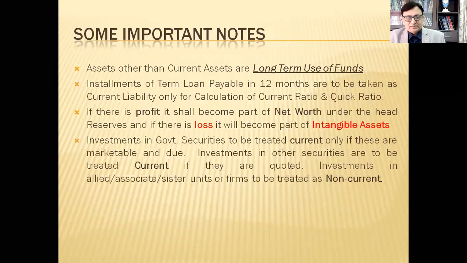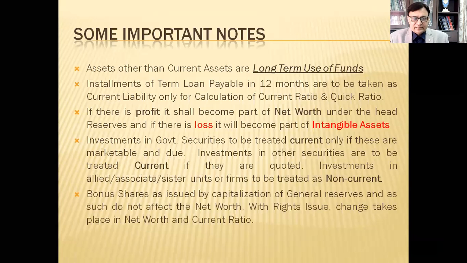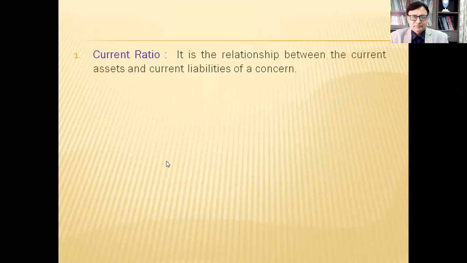Similarly, investment in government securities is to be treated as current assets only if these are marketable and due. Investment in other securities is to be treated as current if they are quoted. Investments in allied, associate, or sister units or firms are to be treated as non-current assets. Bonus shares are issued by capitalization of the general reserve and as such do not affect the net worth. With a rights issue, changes take place in the net worth and current ratios. These are certain important points.